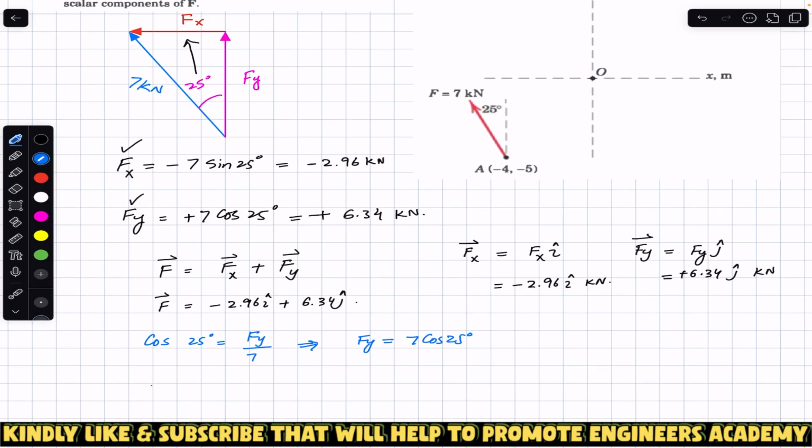Similarly, if we apply sine of 25 degrees to this right angle triangle, sine will be the perpendicular, or the opposite, divided by the hypotenuse. So this will be F_x divided by 7, and again if we multiply both sides of the equation by 7 kilonewton, we have F_x equals 7 sine of 25 degrees. So again, the component which is adjacent to the angle, or the component with which the angle is made, is always the cos component, and the other component will be the sine component. So this is the solution of this particular problem.